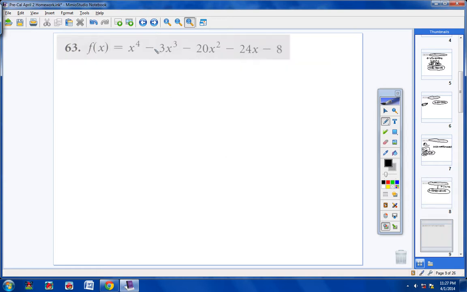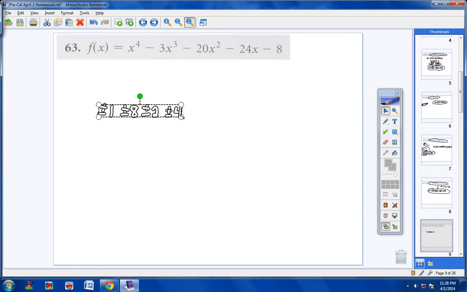Moving on to number 63. Okay, once again, we cannot factor this. It has 5 terms, so we're going to list out our possible rational zeros and then test those numbers and find some zeros, okay? So my lead coefficient is 1, the factors of 1 would be 1. My constant term is negative 8, so the factors of negative 8 would be 1, 8, 2, and 4. 1 times 8, 2 times 4. Well, 1 over 1 is plus or minus 1, 8 over 1 is plus or minus 8, 2 over 1 is plus or minus 2, and 4 over 1 is plus or minus 4. So there's my list of possible rational zeros.